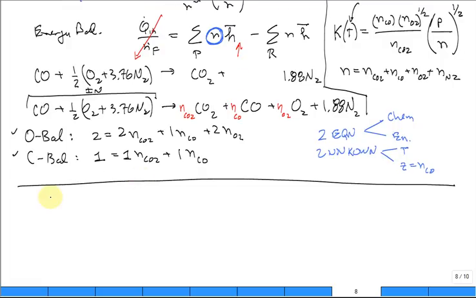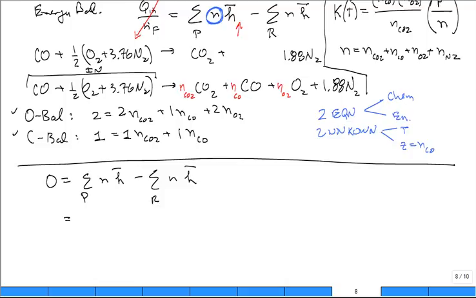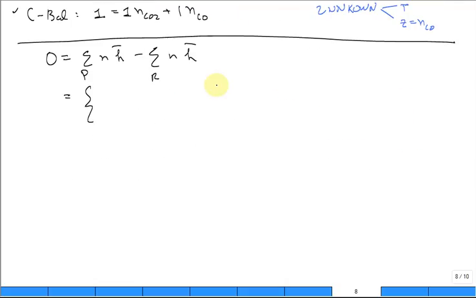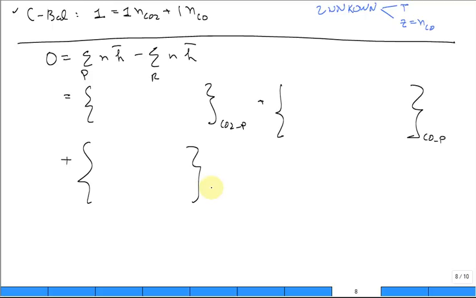So we already wrote down that 0 is equal to the sum of those coefficients times the enthalpies over all the products, minus the sum of n enthalpies of all the reactants. So for each of the products, write it down. Let me scroll down some more. You have to write it down for one of the products, CO2 as a product. And then what's another product? CO as a product. And then another one is O2 as a product, and N2 as a product, right?